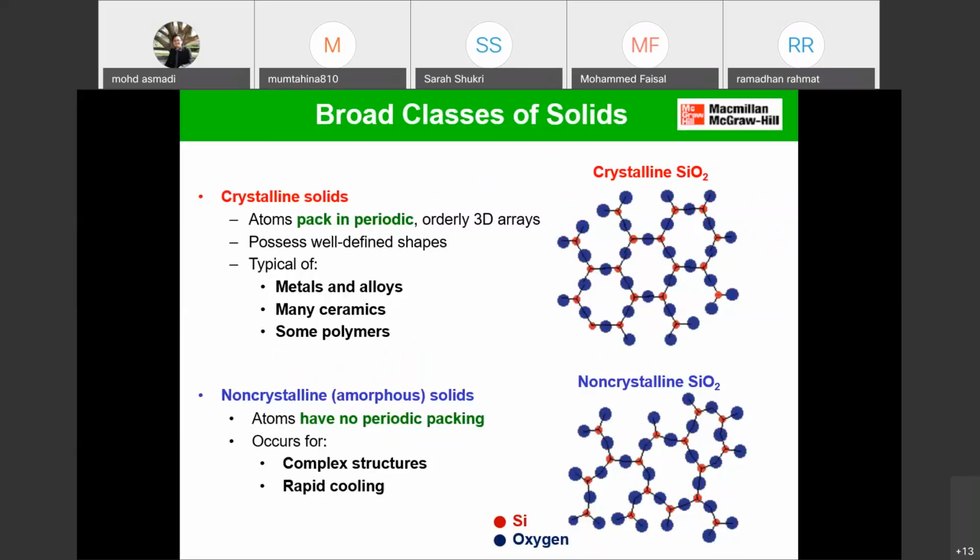I'll start with the crystalline solid. Crystalline solids are packed in periodic 3D arrays and possess a well-defined shape, such as metals and alloys, ceramics, and some polymers. This is a long range order, and it's well defined. Non-crystalline solids have non-periodic packing or short range order, a complex structure, and form by rapid cooling.